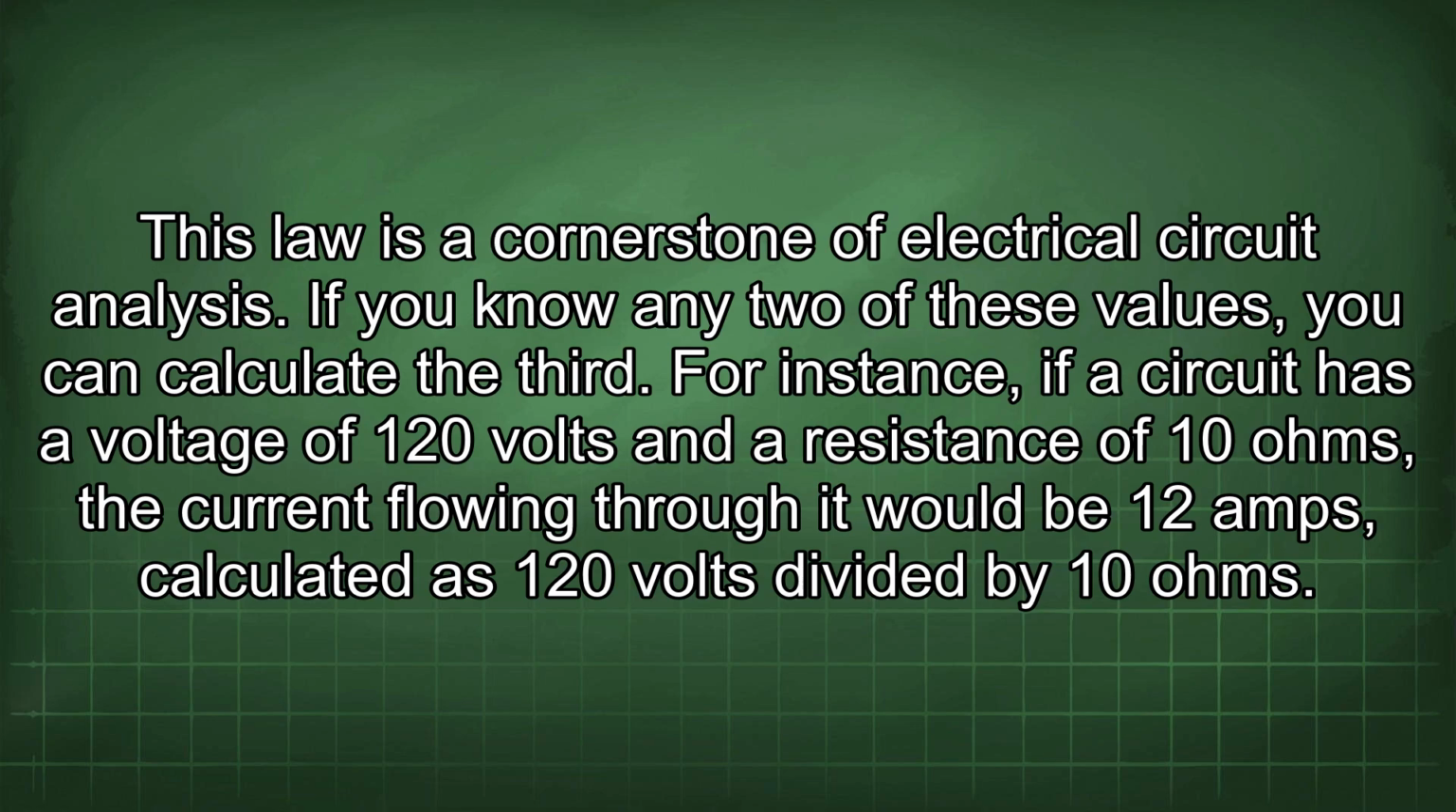For instance, if a circuit has a voltage of 120 volts and a resistance of 10 ohms, the current flowing through it would be 12 amps, calculated as 120 volts divided by 10 ohms.